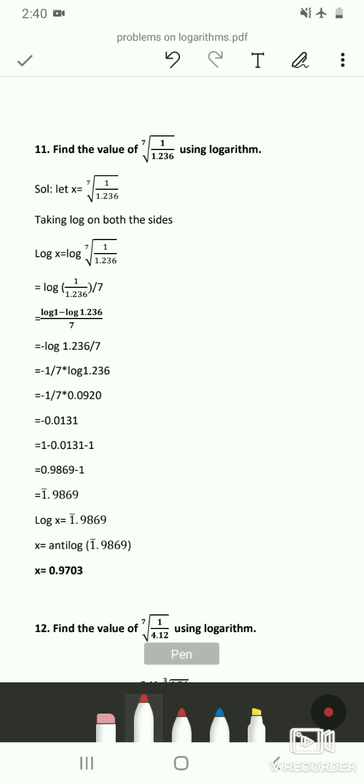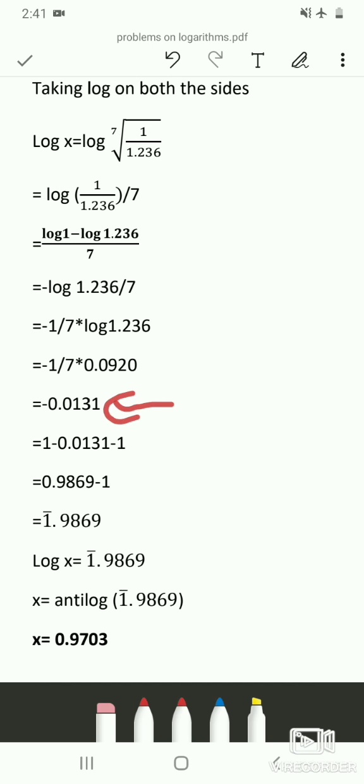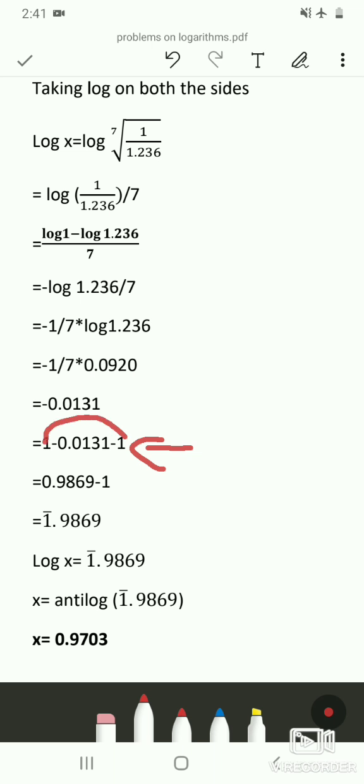So the final answer is 0.0920. So after simplification, that is you have to multiply by minus 1 by 7, you'll get the answer as minus 0.0131. So in this step we have written minus 0.0131 as 1 minus 0.0131 minus 1. So you are adding and subtracting 1.